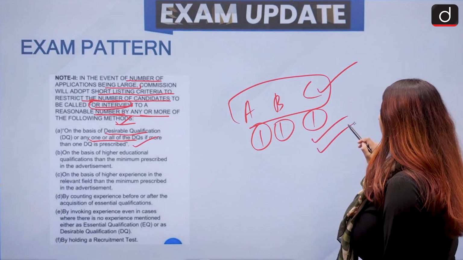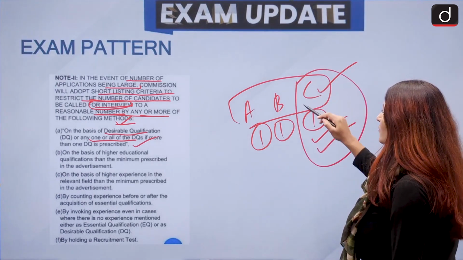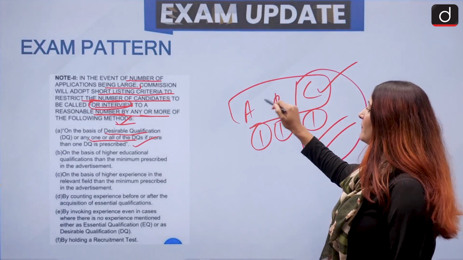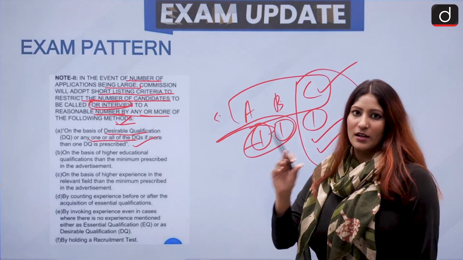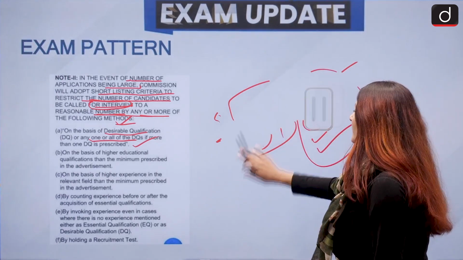But candidate C also has the desirability of getting a proper amount of experience in the labor department, in the industrial department. So it might happen that this person might be chosen over A, B, E, F, G, who just have the basic qualifications. Okay, so this is one thing.